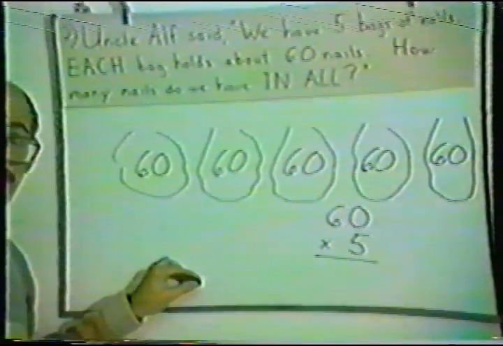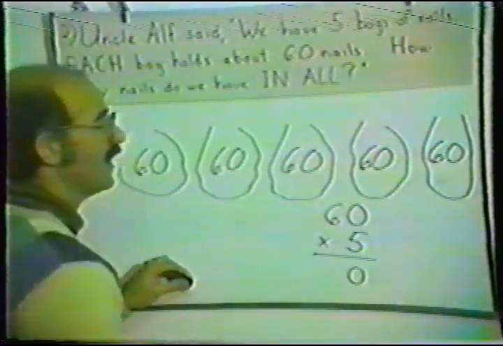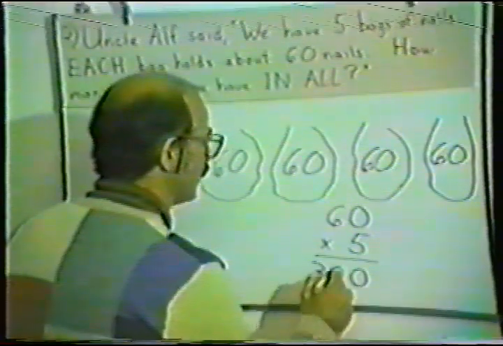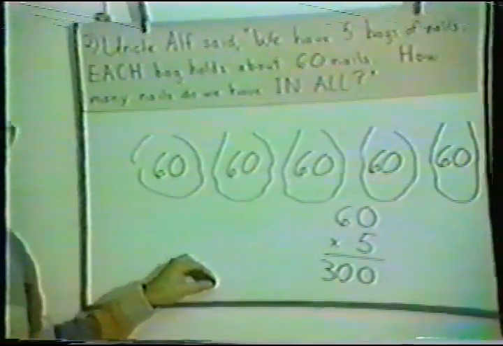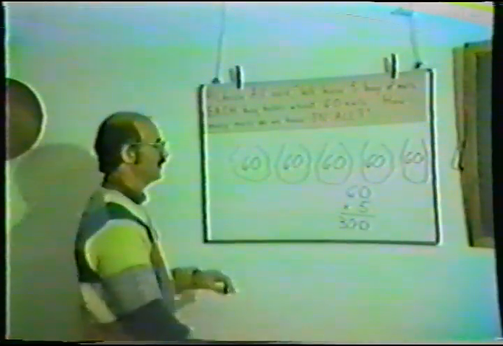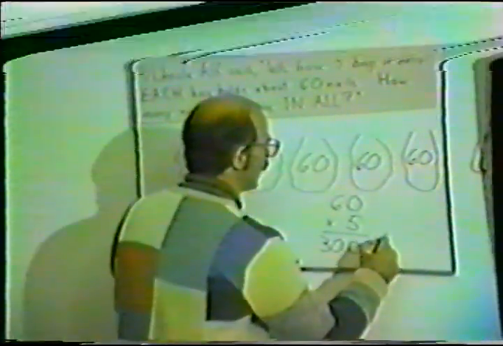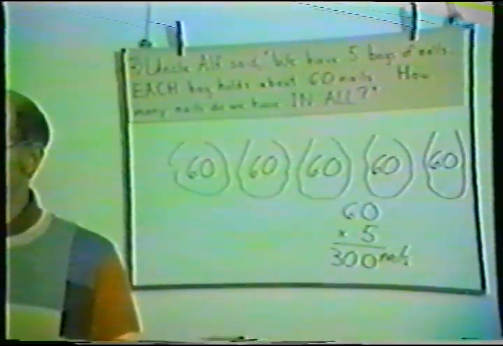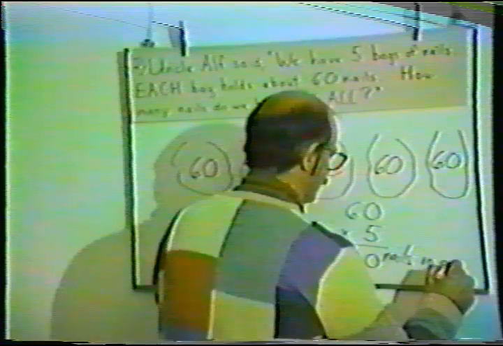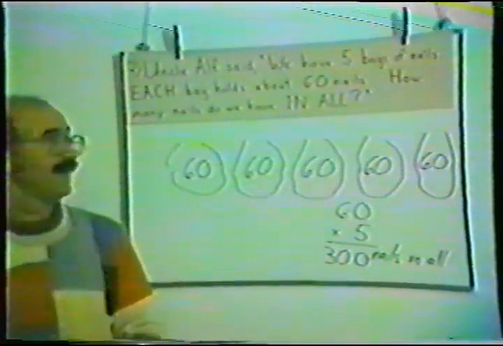0 times 5 is? 0. 6 times 5 is? 30. And our answer is? 300. 300 what? Nails. 300 nails. And we could say 300 nails in all. So that's another case where we have to multiply.